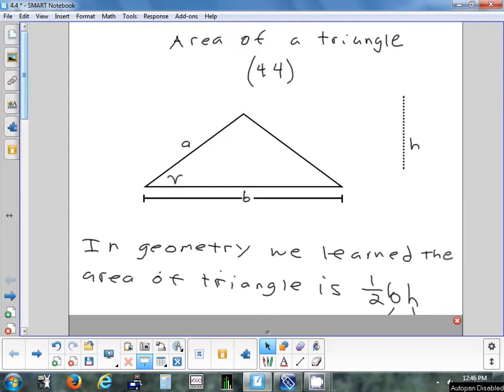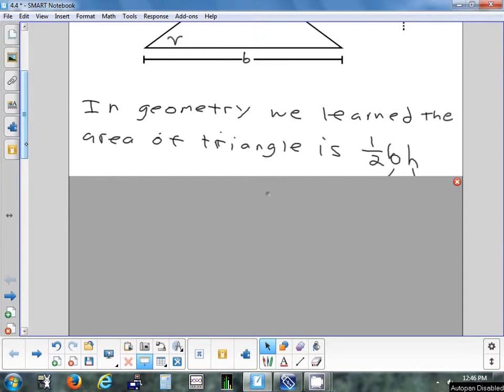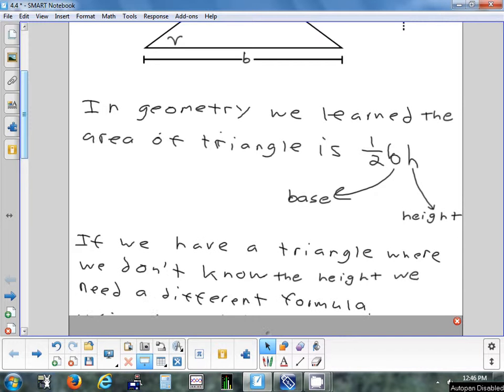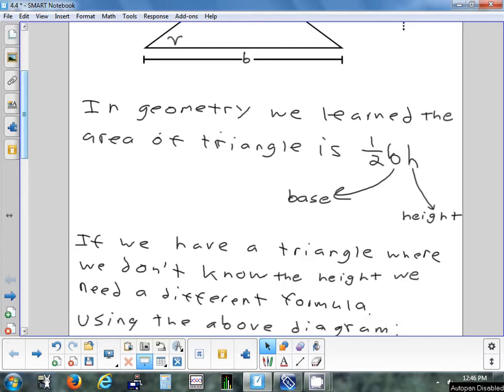Anyone remember what B stands for? Base, and then H, height. So that formula assumes that you know those two things. You know the base and you know the height. Can you scroll up a little bit? Yep. If you don't know, let's say you don't know the height, you're going to have to use a different formula.